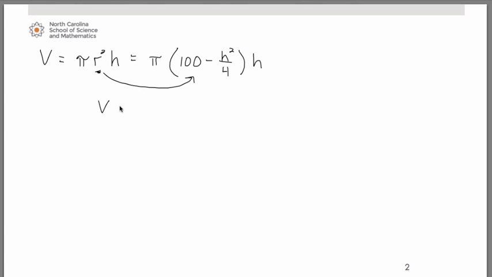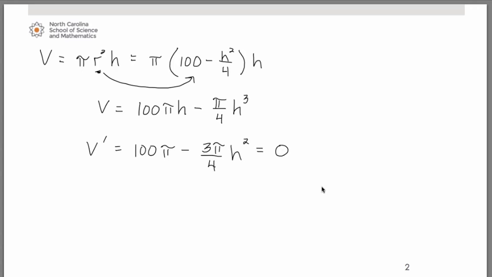I'm going to simplify this before I go any further. If I distribute the pi and the h in the back, I have 100 pi h minus pi over 4, and I have an h squared times an h, so now I have h cubed. Notice how nice and simple that is, because that's what we want to find the derivative of next. And that will be easy to do.